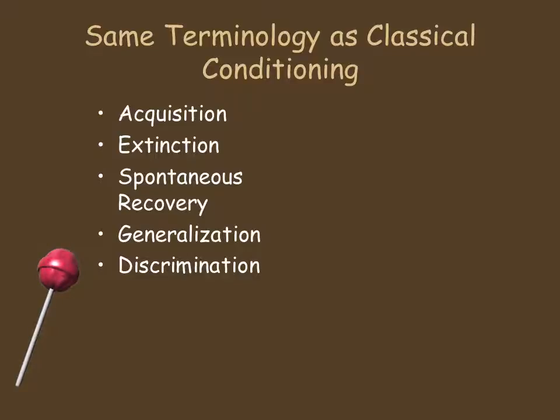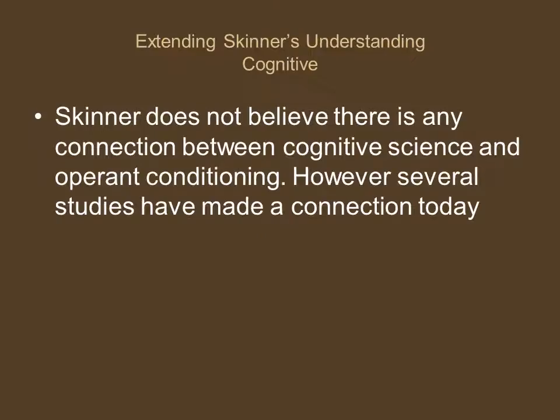Discrimination is when you only respond to something because you're able to discriminate. For example, I'm not going to do my homework if it's just worth 5 points. I'll do the homework assignments that are really worth 30 points because they're worth more points.